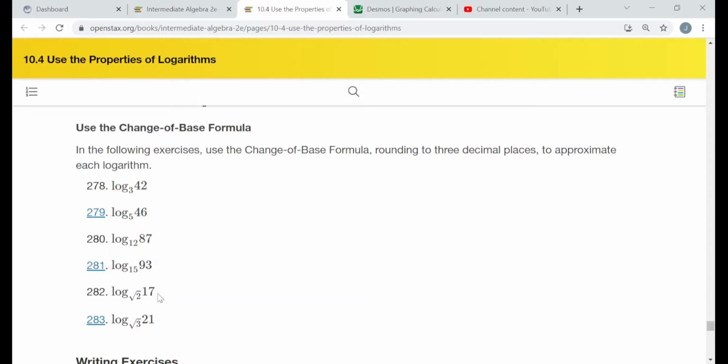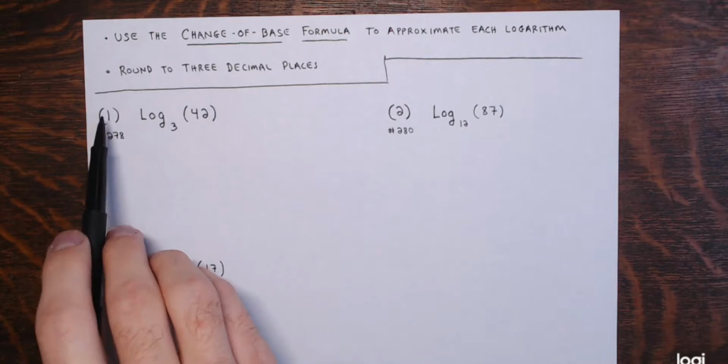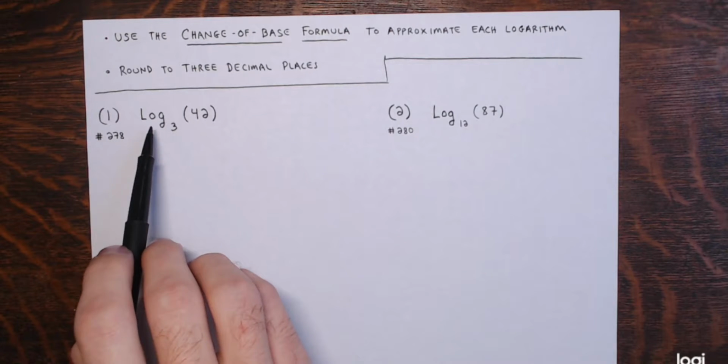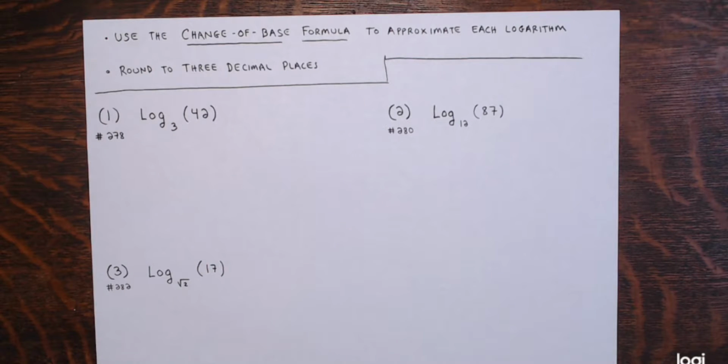Alright, so in each of these exercises, we're asked to use the change of base formula to evaluate, to find the values of these logarithms. And we're going to round to 3 decimal places, right? Round to the nearest thousandth to approximate each logarithm. Alright, so we're starting with 278. I have these written out on paper. So example 1, number 278 in the text. What is the log base 3 of 42? The log base 3 of 42.